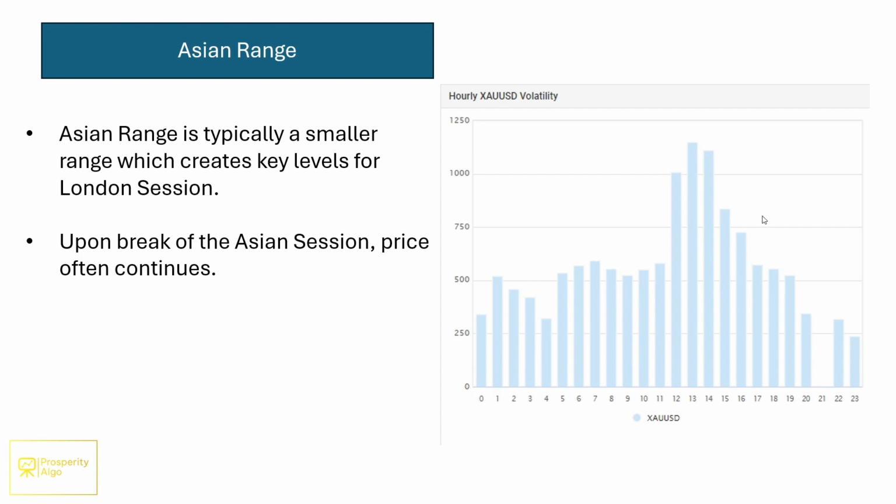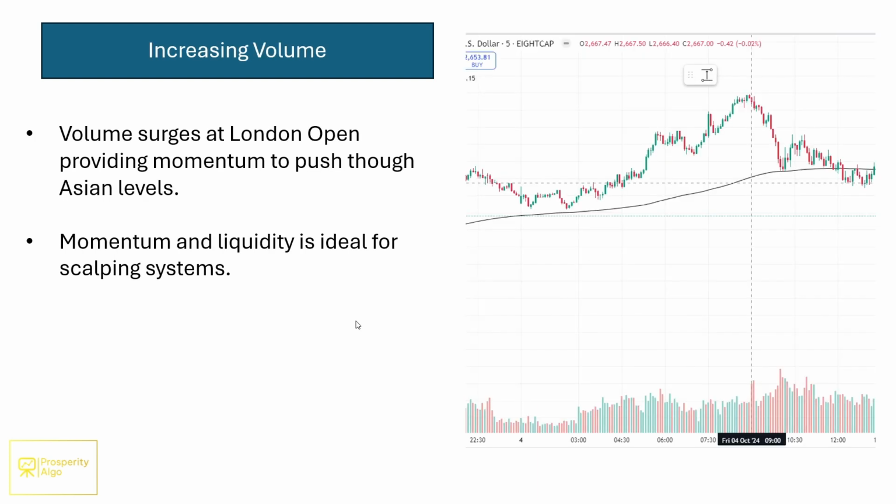And then here, when we start to see the London Open as well as starting to get into the New York session, is when we have significantly more volatility. And that's why this strategy works so well.